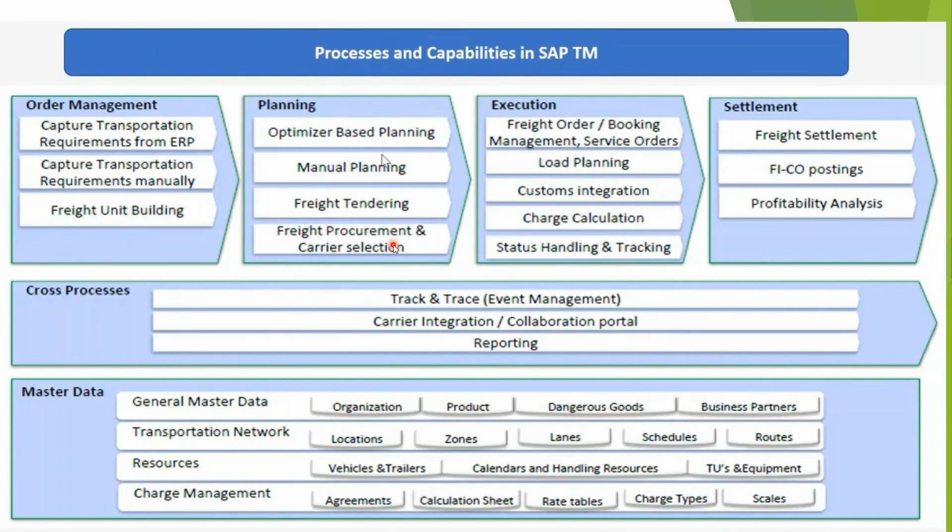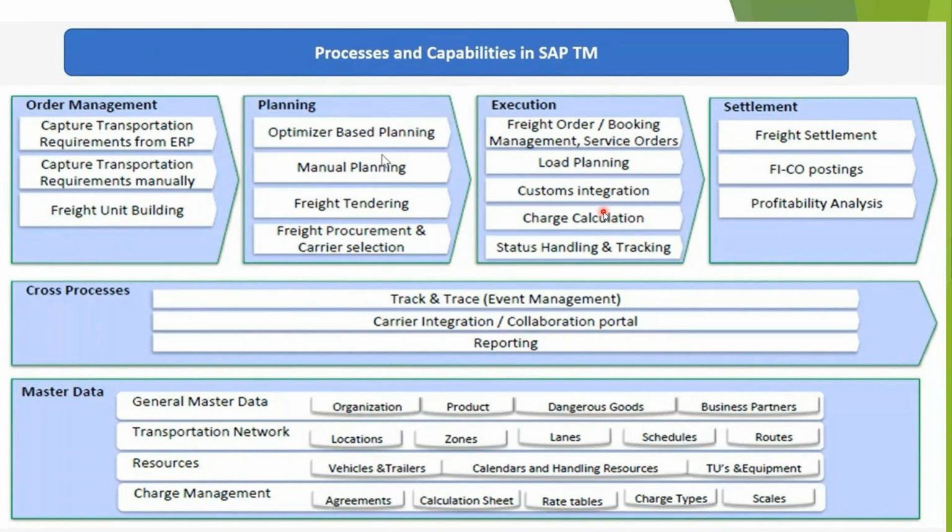So once your planning is done, then your freight order gets created, or a freight booking for the air or ocean scenario. Then comes load planning: how you want to load the truck, what the sequence of loading into the truck will be, like last in first out, what the axle weight is, and where you want to put a specific load in a specific place in the truck. All these things come under load planning.